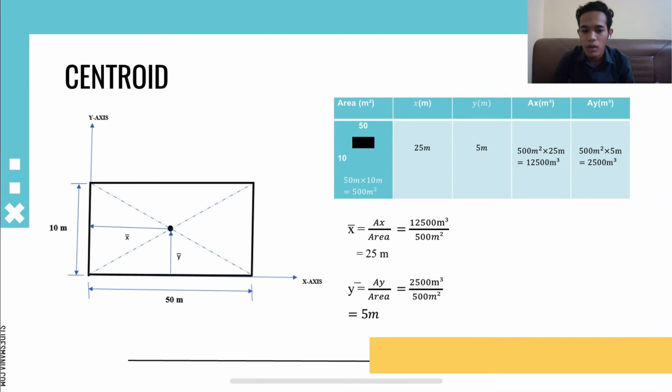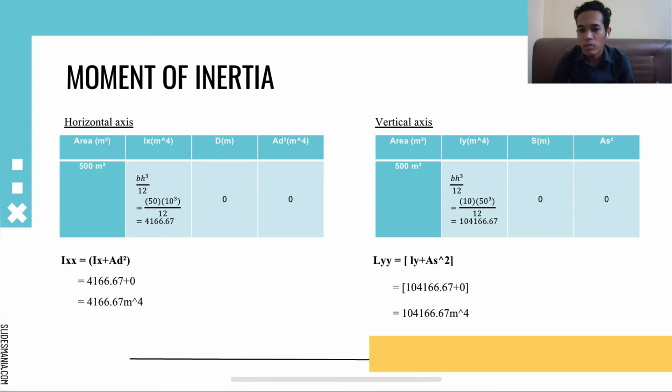Next, for the centroid, X bar is 25 meter, and the centroid of Y, we got 5 meter. Next, for the moment of inertia for the horizontal axis, I got 4,166.67 meter power of 4, and for the vertical axis, I got 104,166.67 meter power of 4.